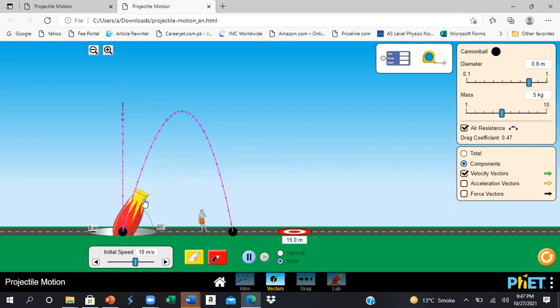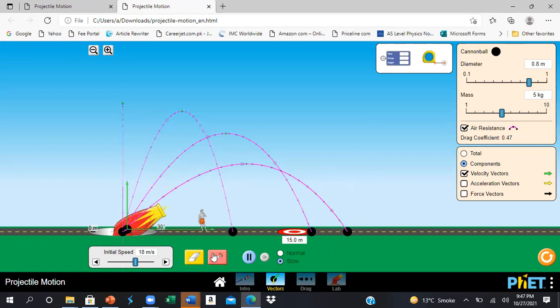Now let me decrease the angle further and fire it. See what's happening: the projectile is moving with the same speed of 18 meters per second. The initial speed is 18 and it traveled a further distance. Now I am shifting it to 45 degrees and firing it. So it is moving further. And when I decrease the angle to any other value, it would fall short.